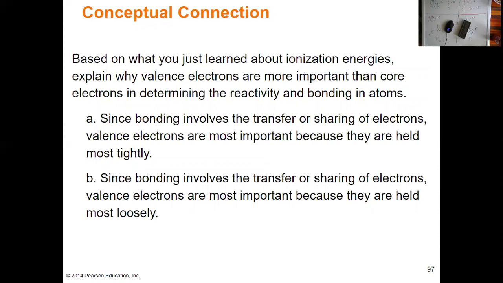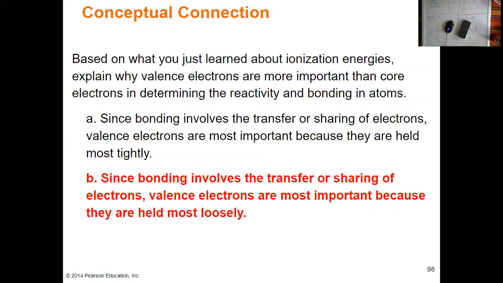I mean, this is kind of a giveaway question, I think, right? Valence electrons are always going to be most important when we're talking about just anything to do with reactivity or bonding, because they're the ones on the front lines, right? They're our most loosely held electrons. They're the ones that are most easily taken and given away.